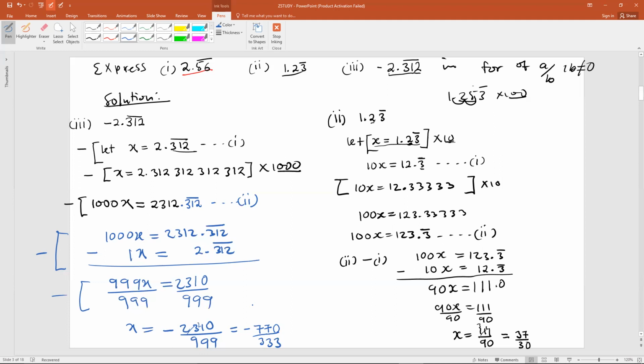That is our figure. We are done. So x is negative 770 over 333. The other one is 37 over 30 in the form of a over b. This one we loved, you figure out.